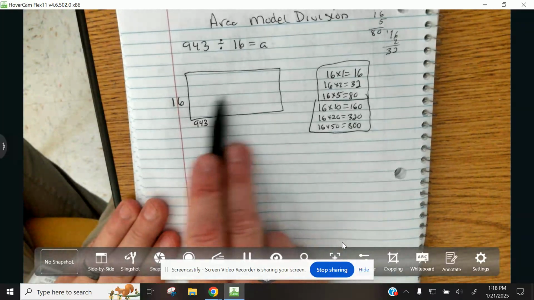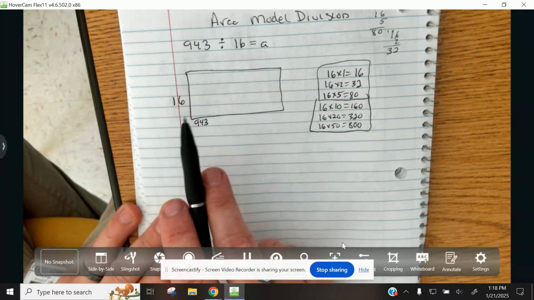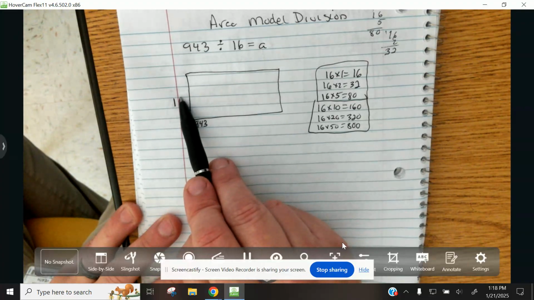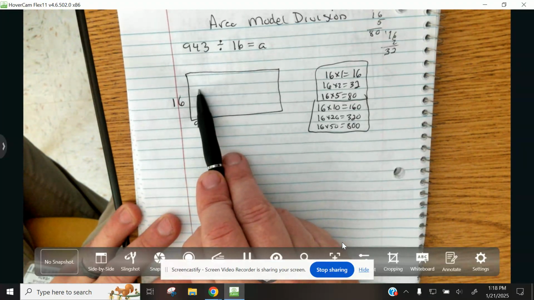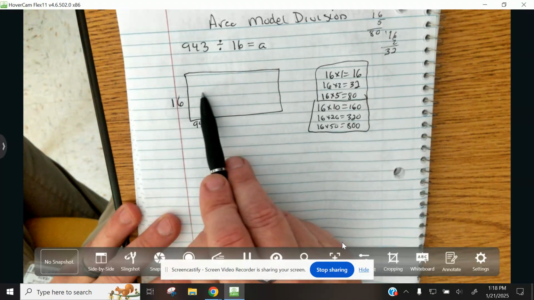Well, remember, this acts as an area model. And if you remember how area worked, you would take this number times this number to get you here, to get you the area inside.